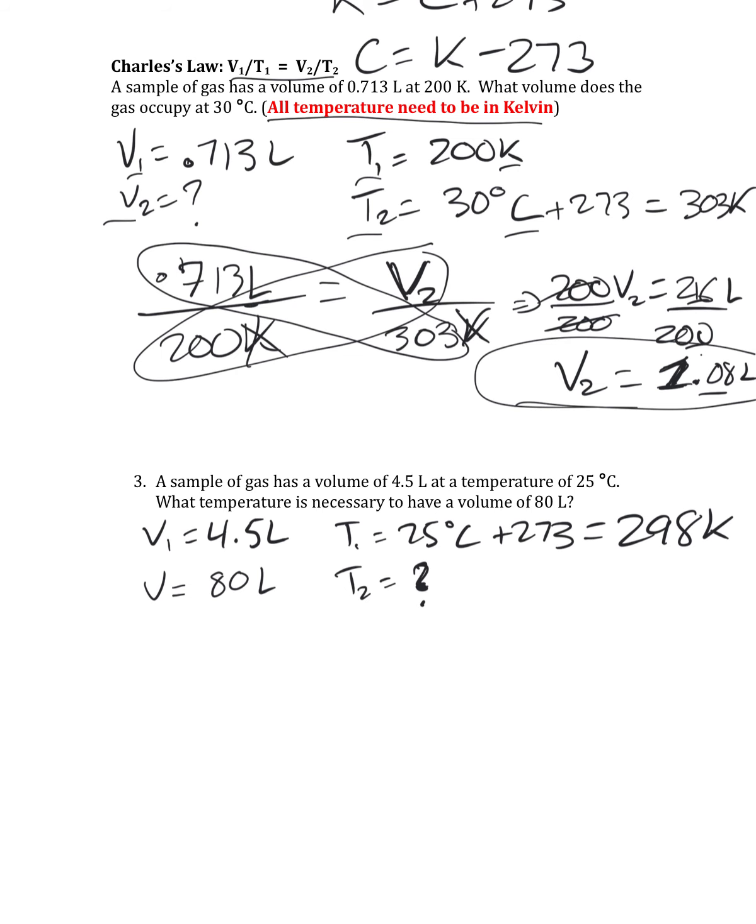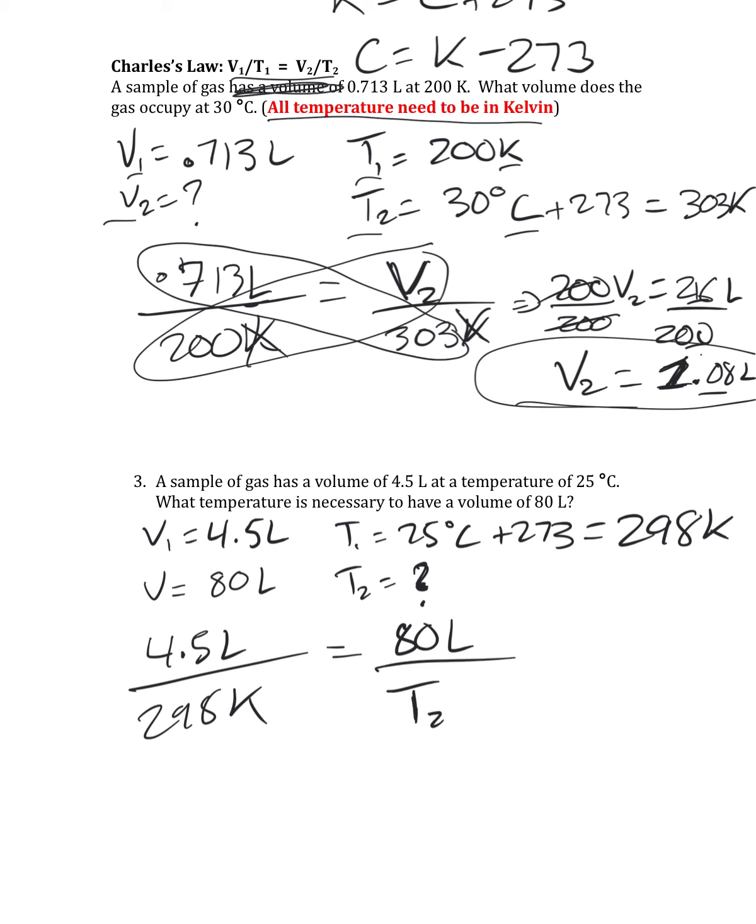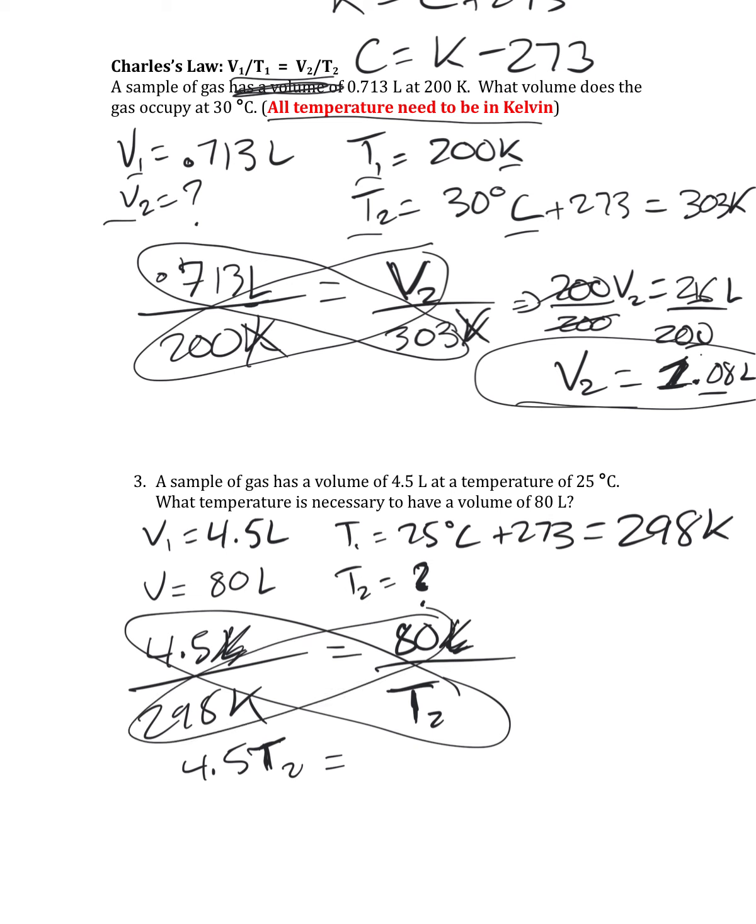So follow the same equation again up here. V1, 4.5 liter, over T1, 298 Kelvin, equals V2 divided by T2, which we don't know. Cancel out the liter. The only unit we have left for temperature is Kelvin. Makes sense. Cross multiply. 4.5 times T2 is 4.5 T2 equals 298 times 80. It's going to be pretty big.